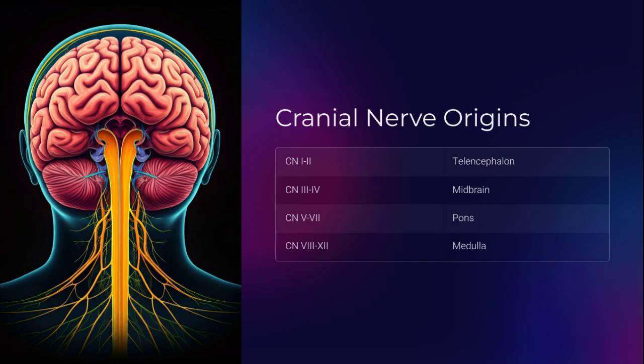Cranial nerves 1 and 2 are supratentorial, from the telencephalon. 3 and 4 arise from the midbrain. Cranial nerve 5 through 7 emerge from the pons, and the rest, cranial nerves 8 to 12, exit from the medulla. This organization makes lesion localization simple and fast.